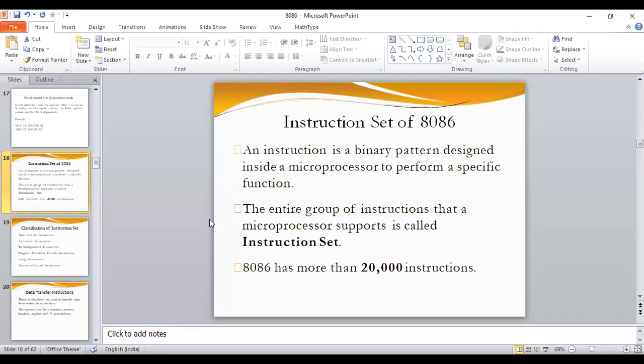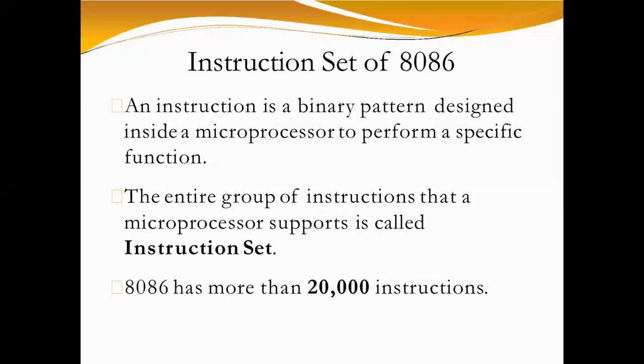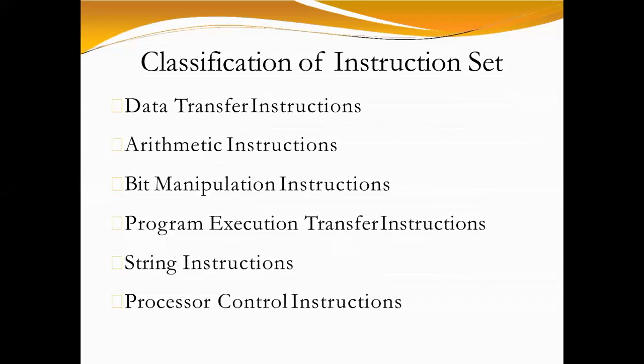So first, let's understand what the instruction set is. What is an instruction? An instruction is a binary pattern designed inside a microprocessor to perform a specific function. The entire set of instructions that a microprocessor supports is called the instruction set. 8086 has more than 20,000 instructions. Also note this is the classification of the instruction set: data, arithmetic, bit manipulation instruction, program execution transfer instruction, string instruction, processor control instruction, and another two, the iteration control instruction and interrupt instruction.